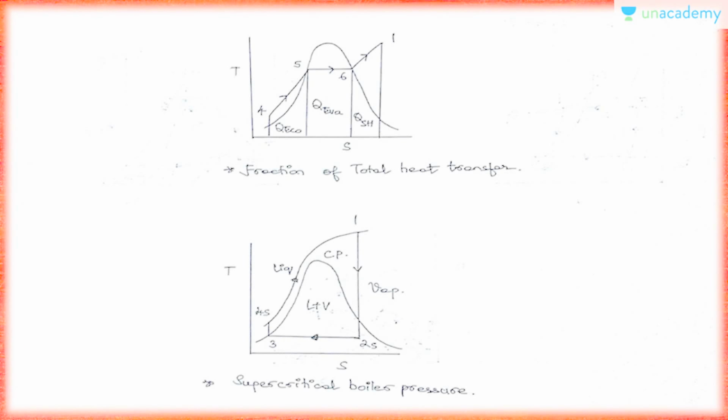So this is the fraction of total heat transfer. So you can see this is actually the heat transferred in economizer, evaporator, and this is in the superheater. And this is the supercritical boiler pressure. So you can see from the liquid, the critical point, how it actually goes: 1 to 2s, 3 to 4s and 4s to 1.